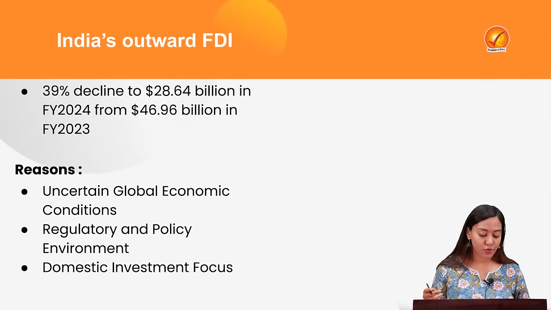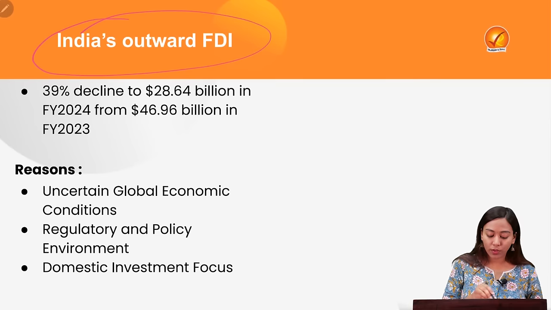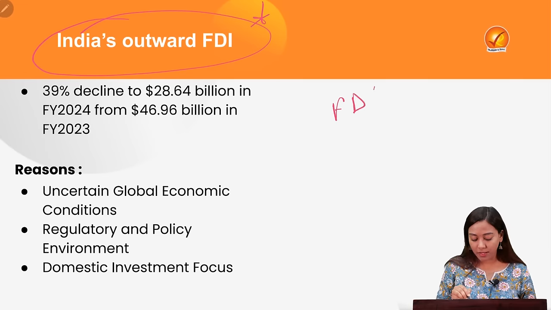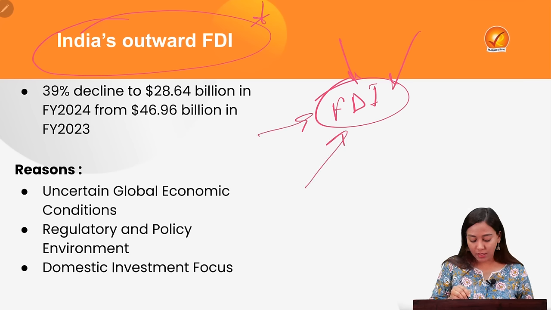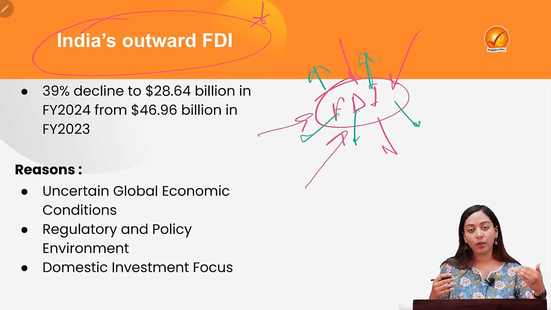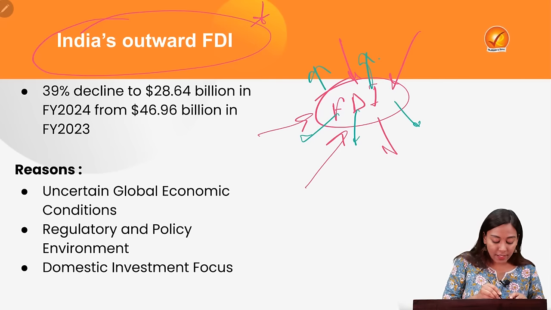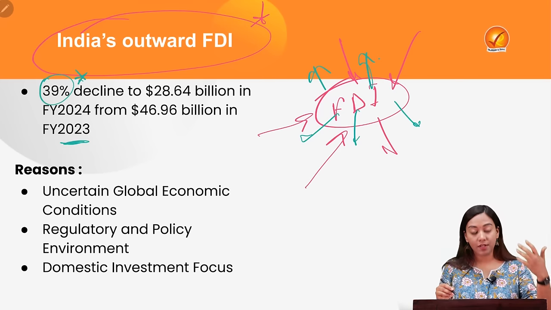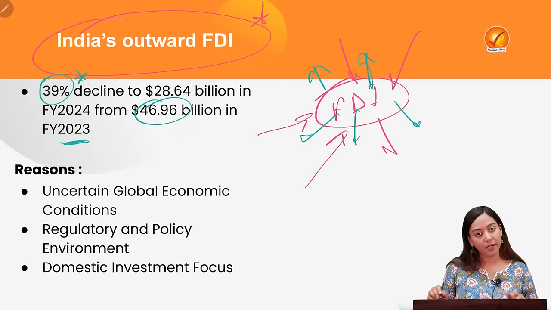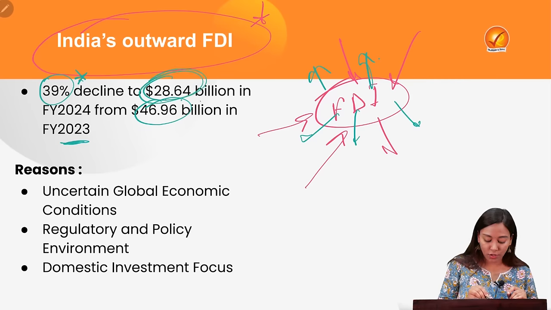And now guys, the last news of the day, talking about India's outward FDI performance. FDI is foreign direct investment which is coming either to India or going from India. It is coming a lot towards India. But what about investment that has to move out of India? According to the trend and stats, this outward flowing FDI is declining. It has declined up to 39%. In 2023, the outward investment was about $46 billion from India towards other countries. And now it has declined up to 40% to $28.64 billion.